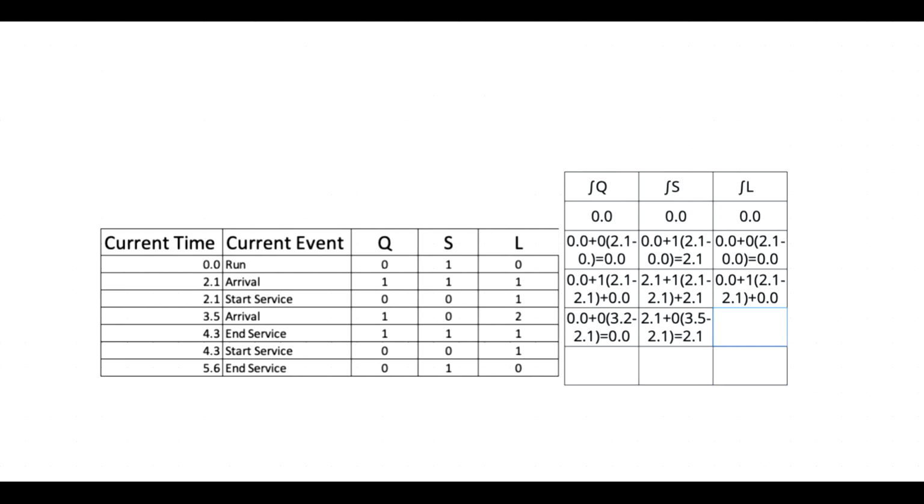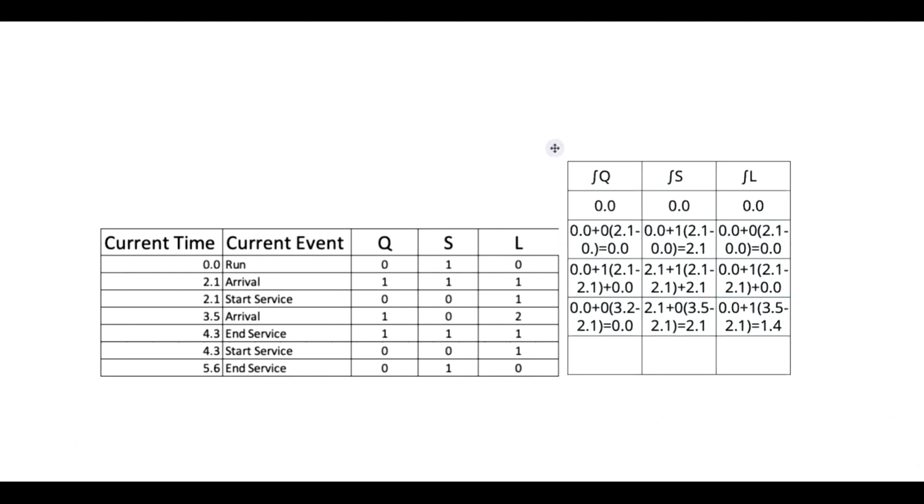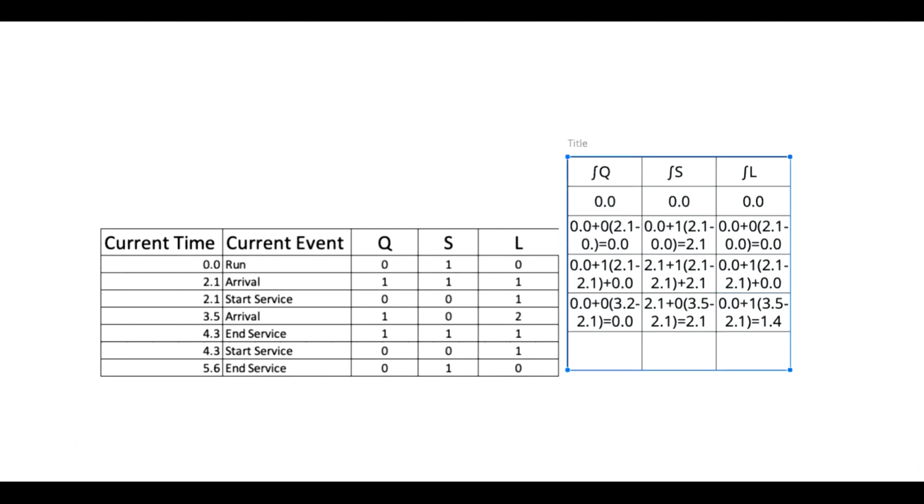Okay, so that is at the arrival. I'm sorry, that's at the second arrival at time 3.5. Now let's look at the next one, which is at end service at time 4.3. So at end service, for Q, we have the previous sum plus the previous value, which is 1, times the elapsed time, 4.3 minus 3.5, and that is going to be 0.8, I think.